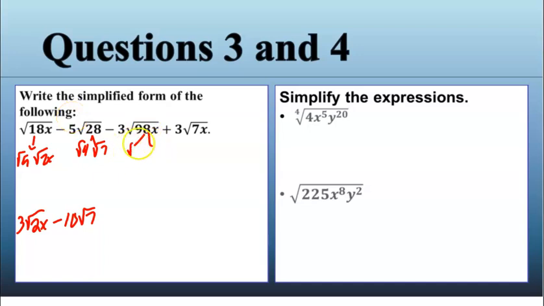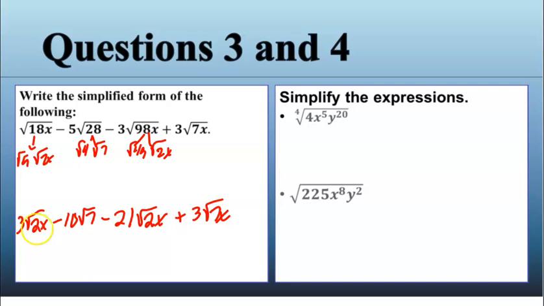Here is the square root of 49 and the square root of 2x. Square root of 49 is 7 times negative 3 is negative 21 square root of 2x. And then the last part, I cannot simplify that, so that stays as 3 square root of 7x.